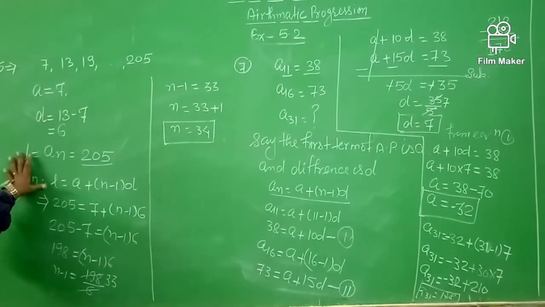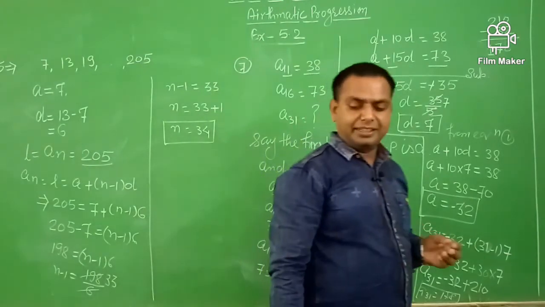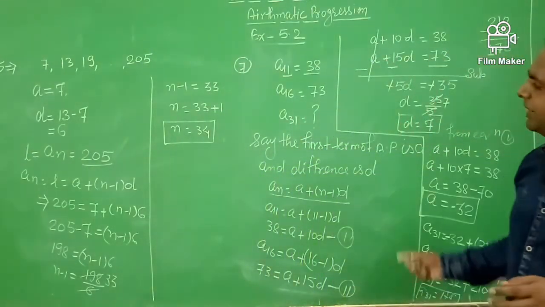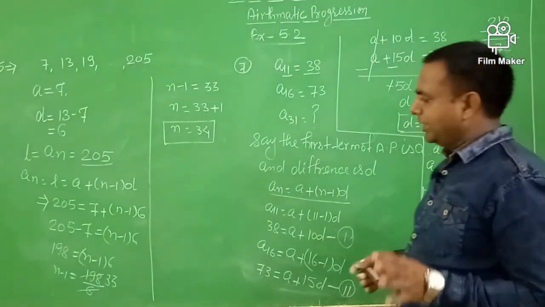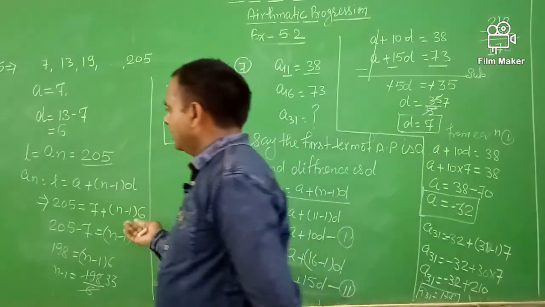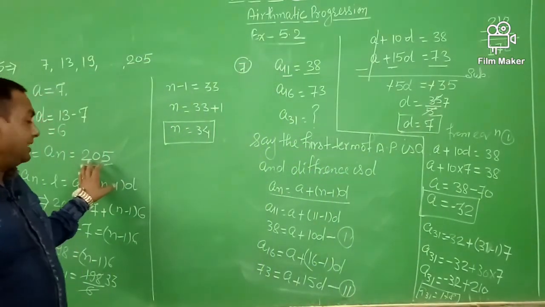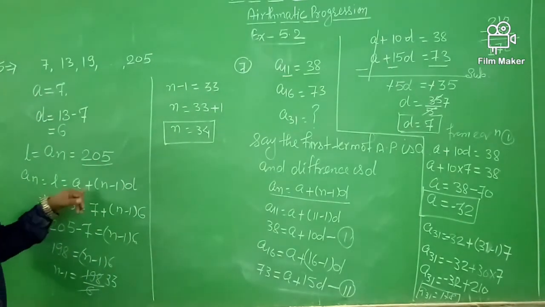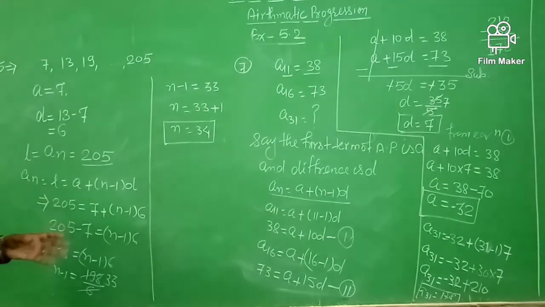So I think all of you understand this type of question related to the nth terms. You apply only one formula, that an is equal to a plus n minus 1 into d, and you put in the values. This is also the formula for l, the last term: l is equal to a plus n minus 1 into d. So you solve this type of question. I think all of you understand very well.